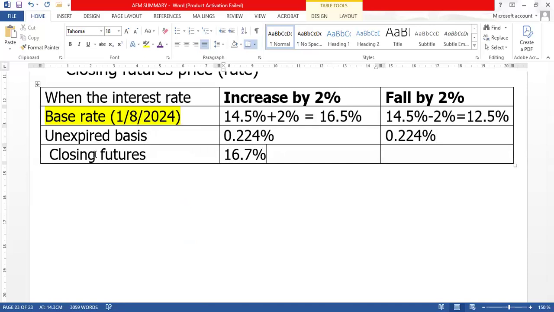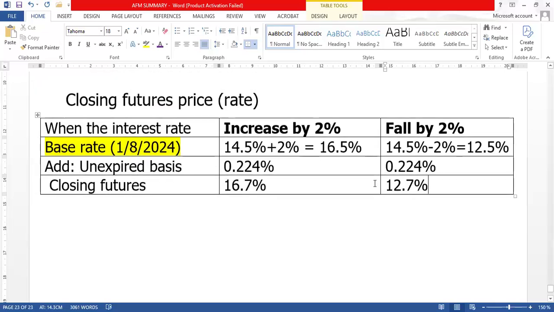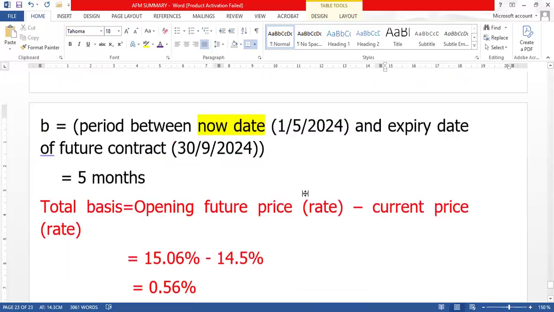Okay, this is 7%. Then here, when you add, remember you're adding, there you get it, 12.7. So once you have the closing futures rate, other things become very, very easy.